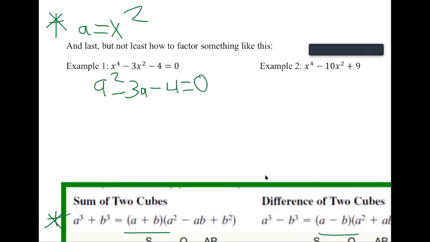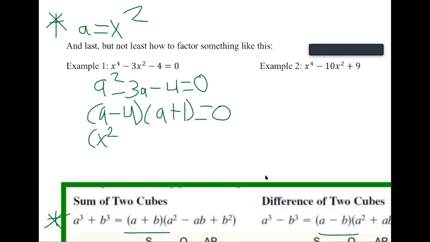With this substitution, now I have a quadratic that I could solve. So I can factor this. What multiplies to -4 and adds up to -3? Well, that would be a minus 4 and a plus 1. And before I solve this, I'm not just going to get a equals 4, a equals -1. Since a is x squared, you're going to substitute it back in. And now we could solve these.